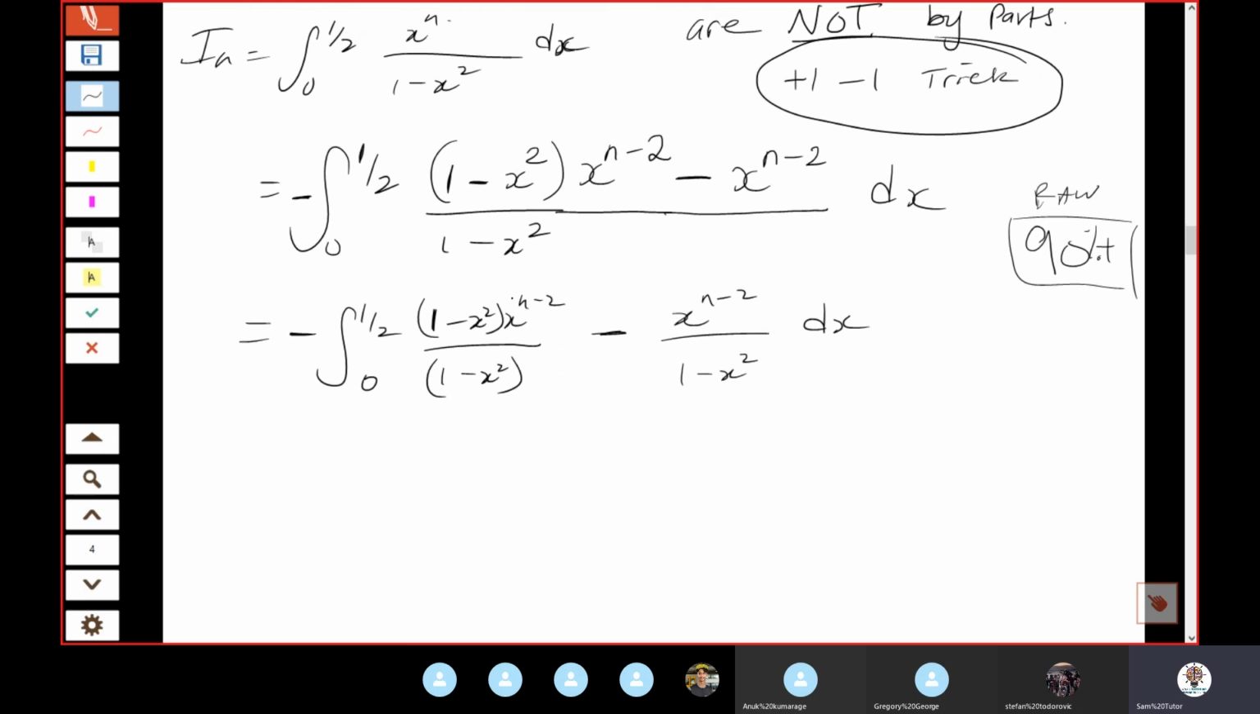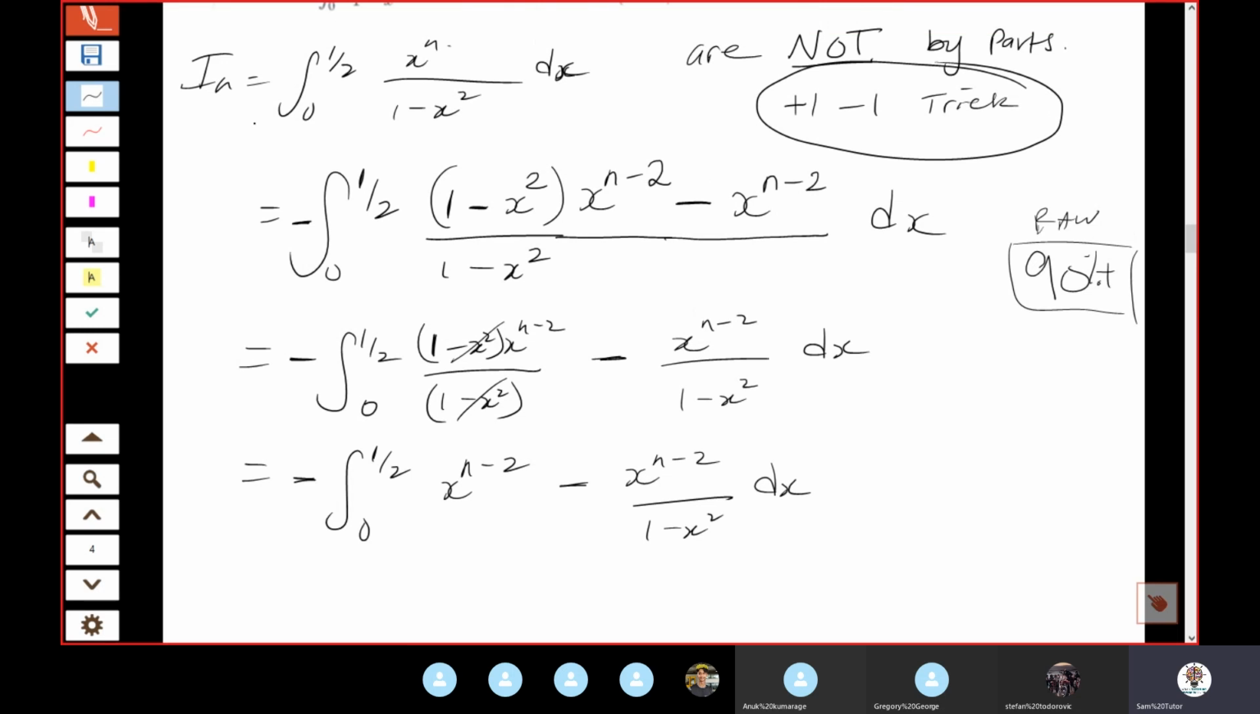These two will cross out. So you're left with negative half x to the n minus 2. Well, that's very easy to integrate. You know, you just add 1, divide by the power. Minus this thing. And that is not easy to integrate. Because what you just did is you made it n minus 2. But that's not a problem, because look what we had.